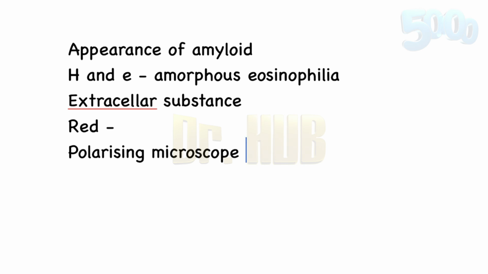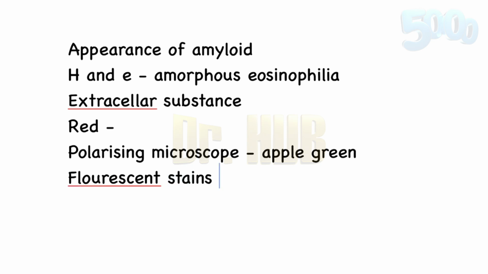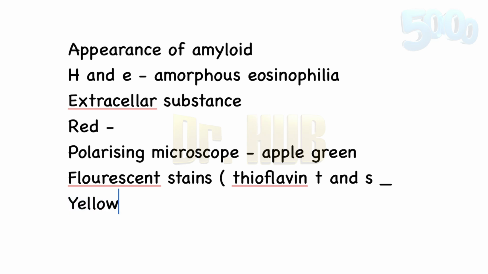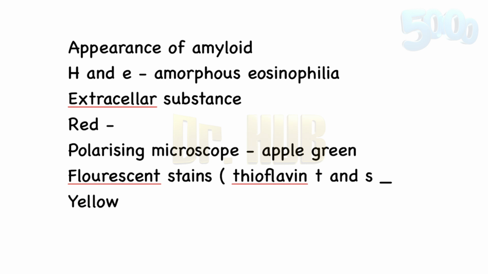Under the polarizing microscope, how does it look? An apple green appearance is seen. Apple green birefringence. Then we move on to the fluorescent stains. The fluorescent stains are thioflavin T and S. Their appearance is a yellow color under the UV light. Now when we move on to the polarizing, it was apple green, that's Congo red.